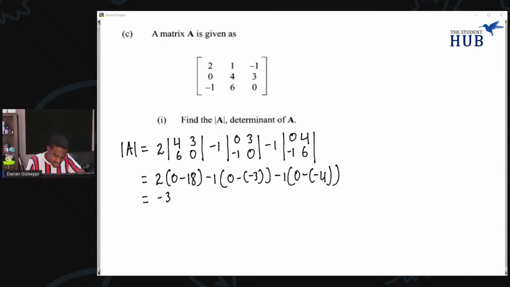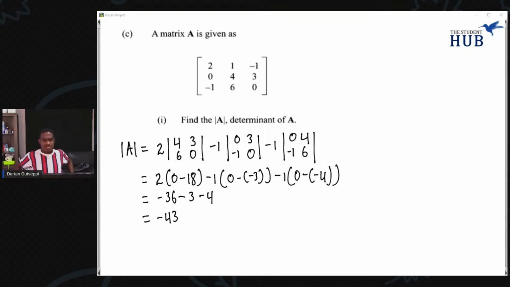Now let's work it out. If you work out this here, you would get -36, right? If we work out this here, this would be +3, but +3 by -1. So that's how we get -3 there. Then here you would get +4 by -1. And that's how you get -4. And in the end, we get our determinant to be -43.